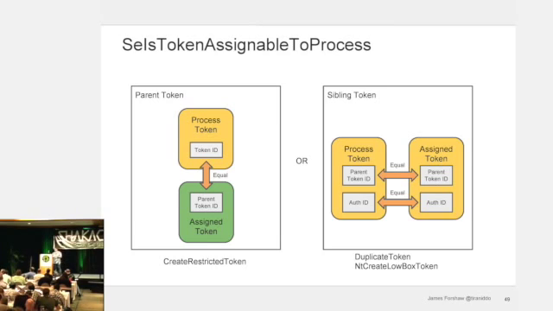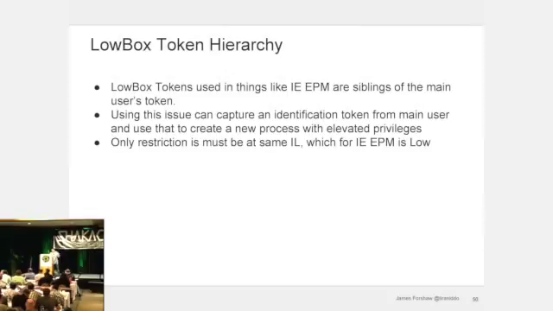This is the case of duplicate token, but also, interestingly, create lowbox token. Now, create lowbox token is used not just in Metro applications, it's also used in things like IE's Enhanced Protected Mode. So potentially, there's a way of getting out of IE's Enhanced Protected Mode down to just normal Protected Mode, which technically isn't a security boundary, therefore you've effectively sandbox escaped out of IE. So I can quickly demo that.